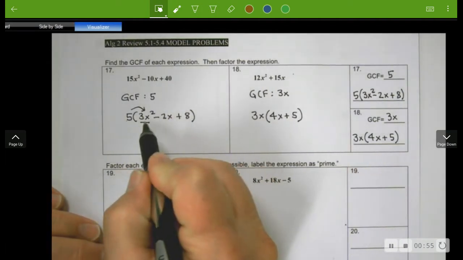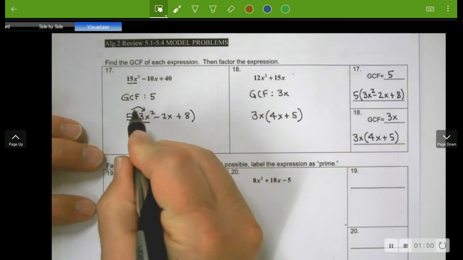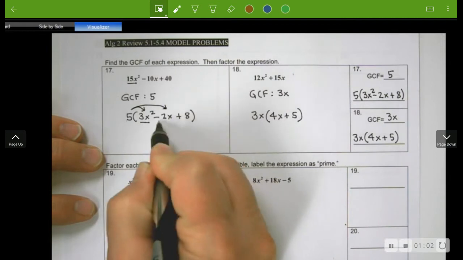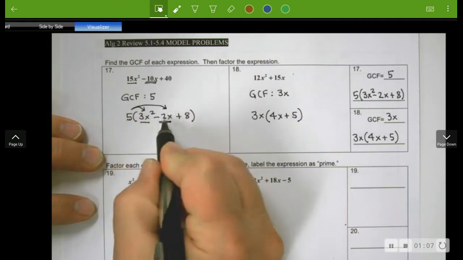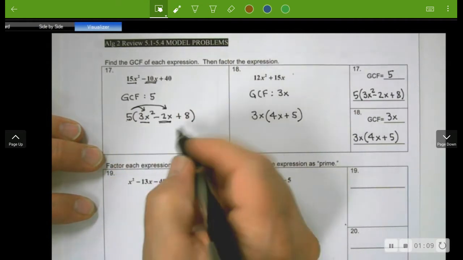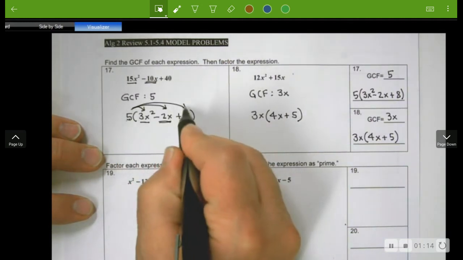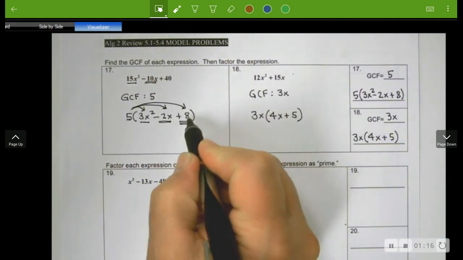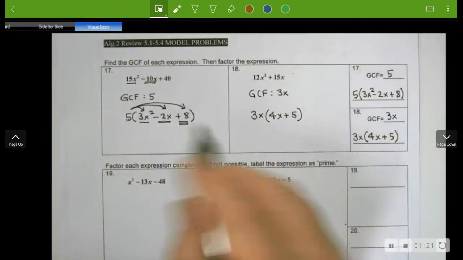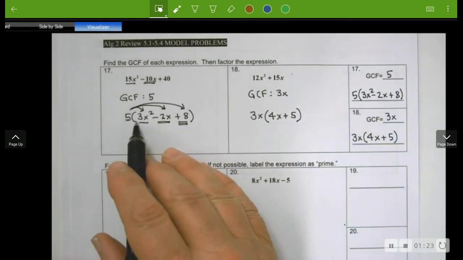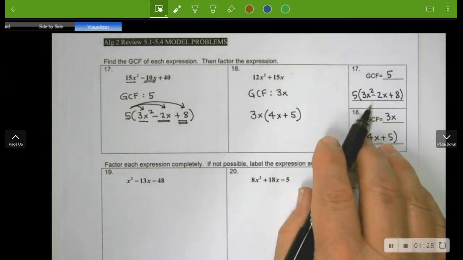5 times that value has to give 15x squared. And then you ask yourself, what do I have to multiply in the second slot to get negative 10? And so 5 times negative 2x would give negative 10x. And finally, in the third slot, 5 times that blank has to give 40, so we'll fill that in with an 8. And you end up with the factored version, 5 times (3x squared minus 2x plus 8). And you fill that in the answer column.